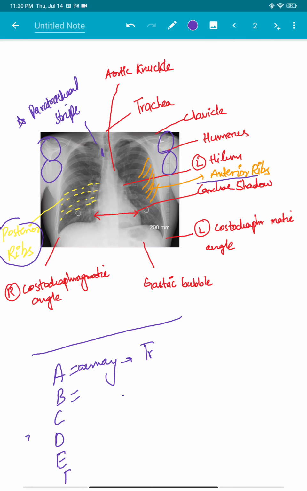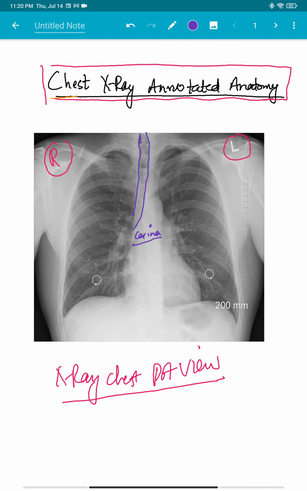After bones, the next thing is C for circulation, and circulation means heart. Always look for the cardiac silhouette in the chest X-ray. I will make that for you. Many pathologies can be identified by this method.